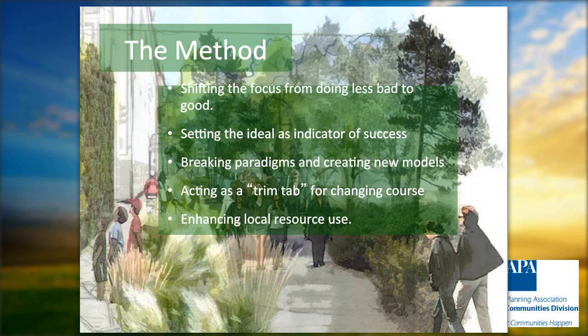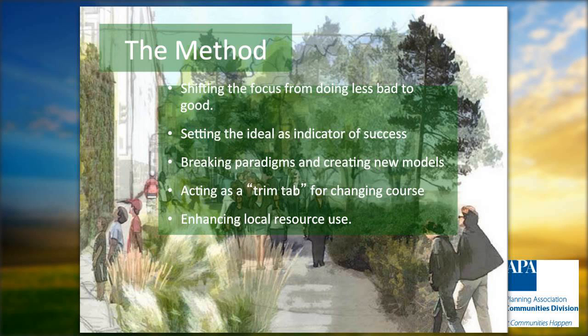Acting as a trim tab for changing course. I'm not sure how many people know what a trim tab is, but it's the little mini rudder on the larger rudder of any large ship, which you need to move initially before you even have an opportunity to change the large rudder that will ultimately change the direction of the ship. So looking for those small but really impactful opportunities to make some change that ultimately result in systems change. And then enhancing local resource use.